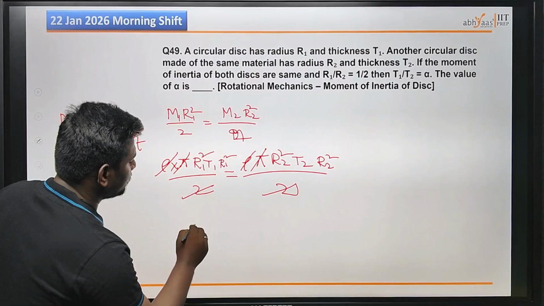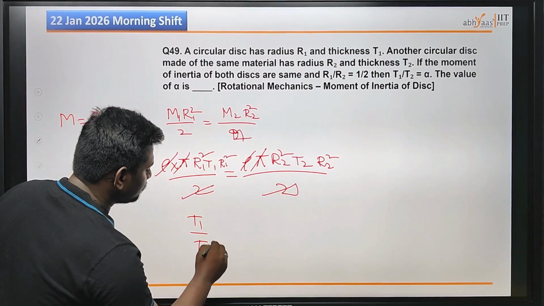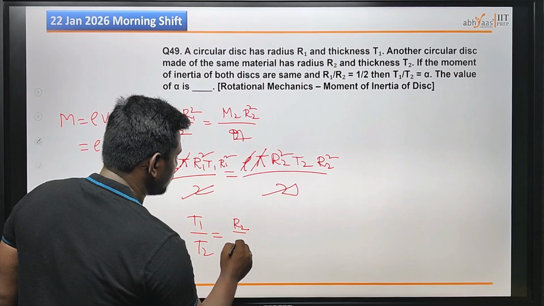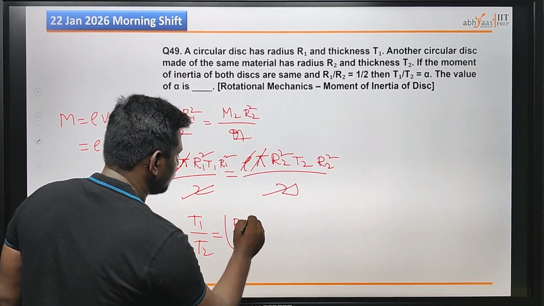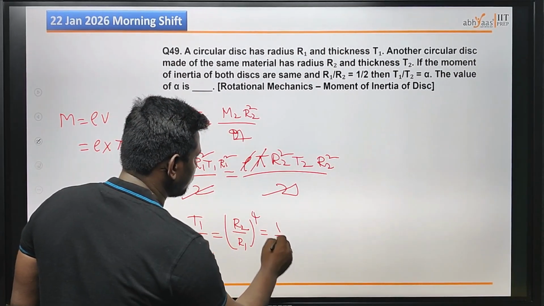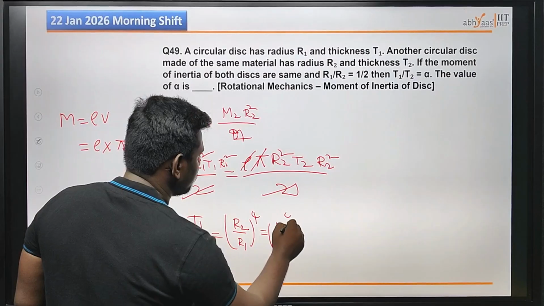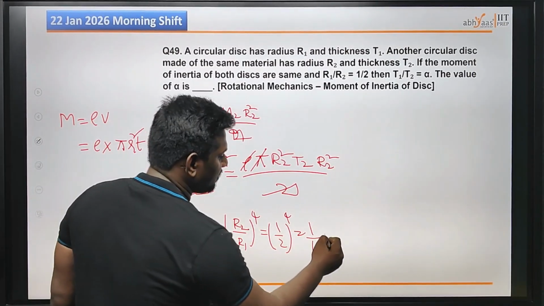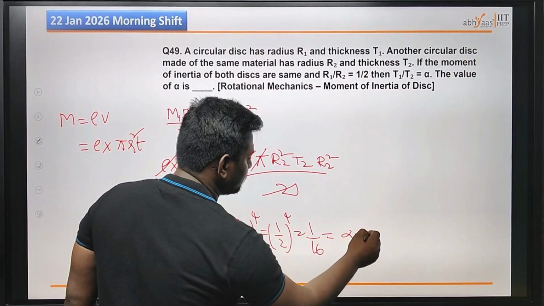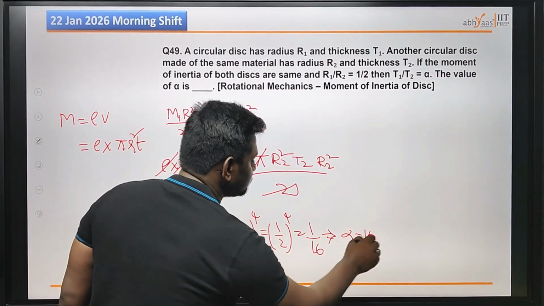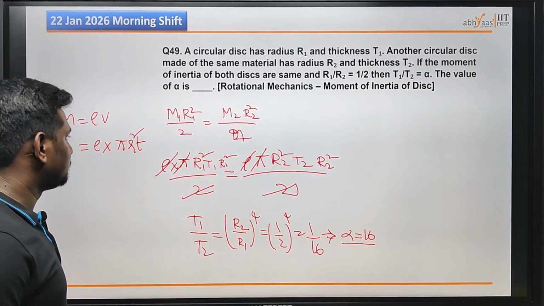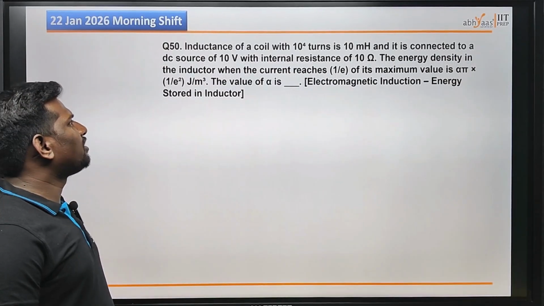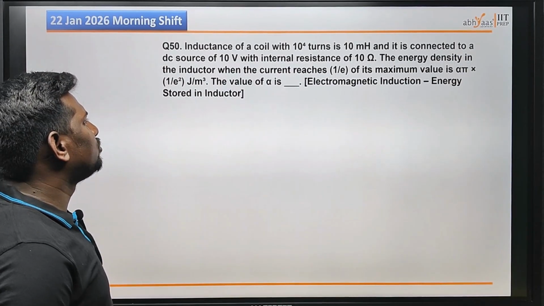So T1 by T2 is equal to R2 by R1 whole to the power 4. That is nothing but 2 by 1 whole to the power 4, that is 16. So what is the alpha value? Alpha value is nothing but 16.